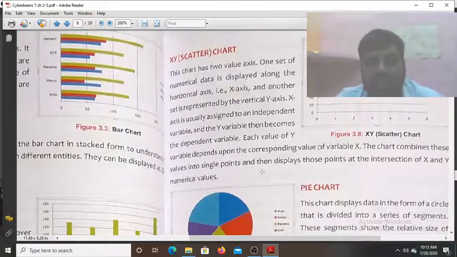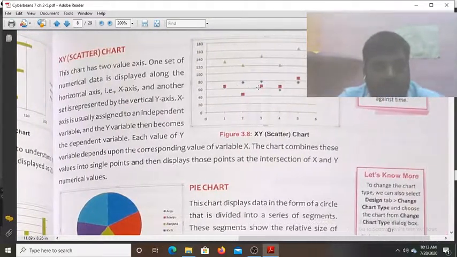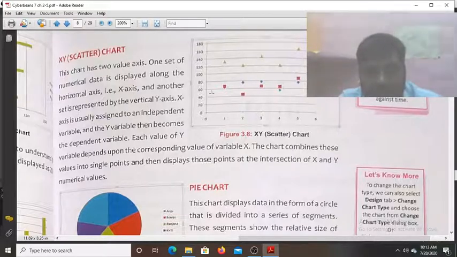That is the XY chart or scatter chart. This chart has two values. One set of numerical data is displayed along the x-axis, and another set is represented on the vertical axis, the y-axis. The x-axis is usually assigned an independent variable, and the y variable then becomes the dependent variable. Independent means that is the category axis, where we take the value from our side, and the y-axis is dependent on the value of the x-axis. So each value of the y variable depends upon the corresponding value of the variable x.